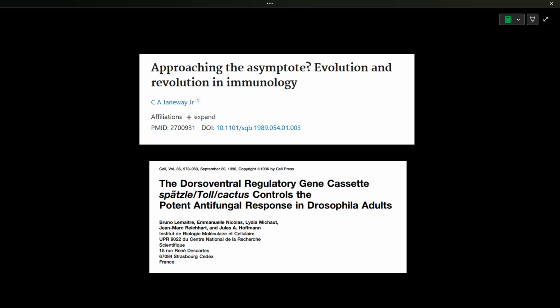So we are going to discuss innate immunity, its non-specific defense, its broad spectrum, its broad specificity, as well as how Charles Janeway gave us an idea about these PRRs, the PAMPs, DAMPs, and the development of adaptive immunity. We will also talk about the Spätzle-Toll-cactus pathway, which gave us evidence about these PRRs. So we are going to talk about that.